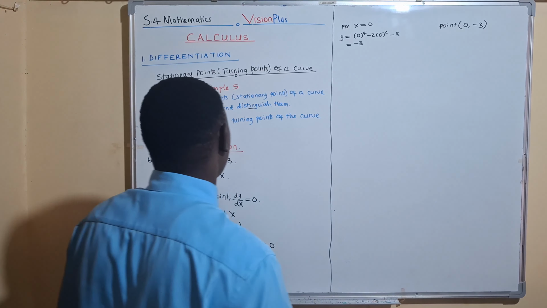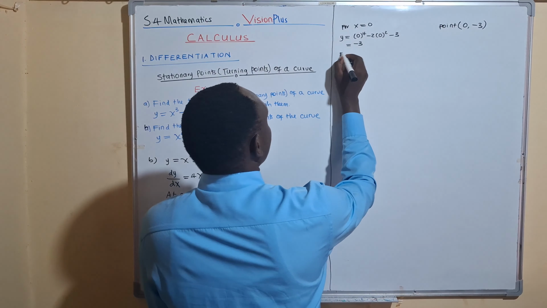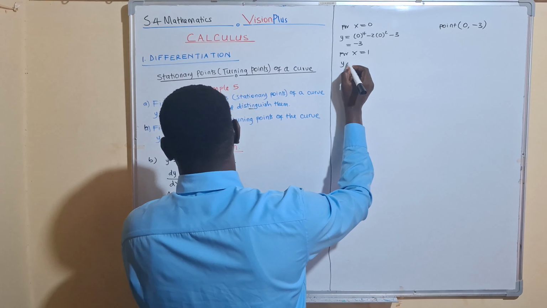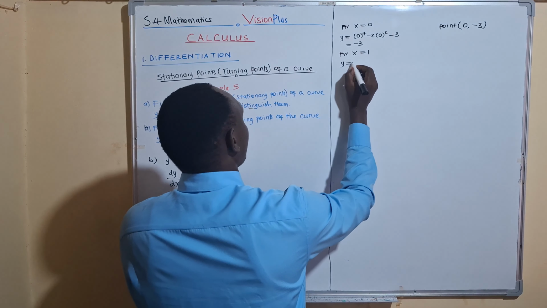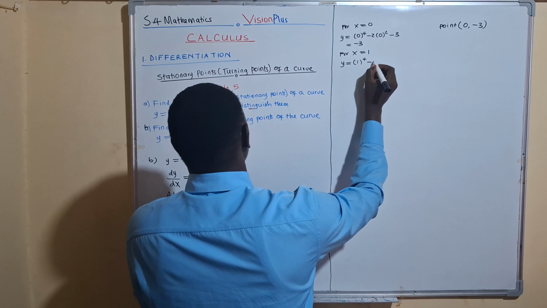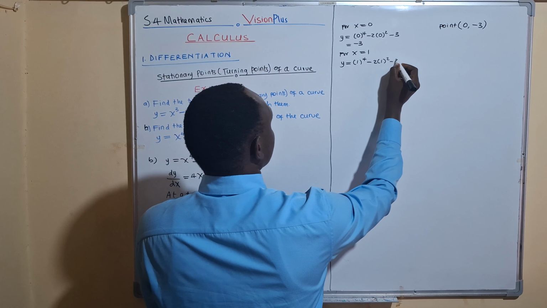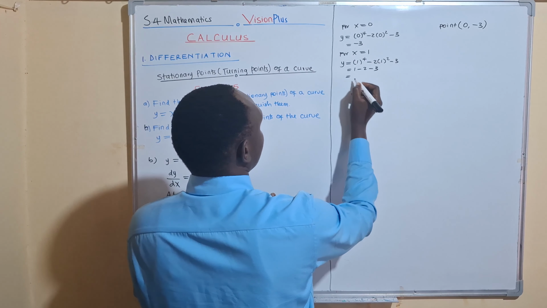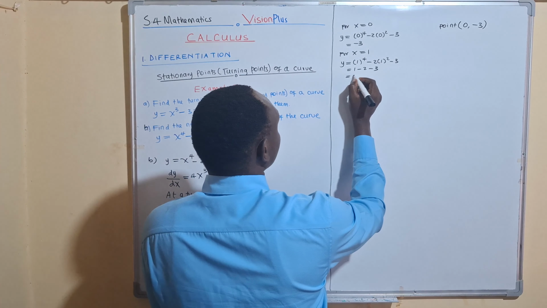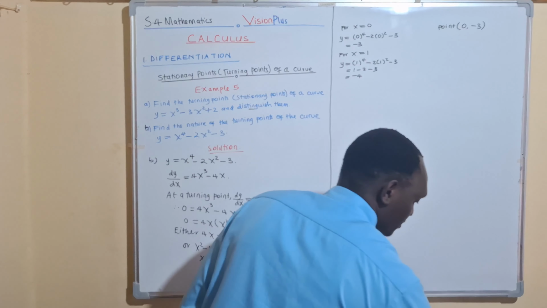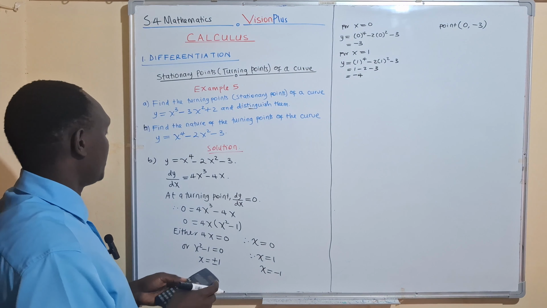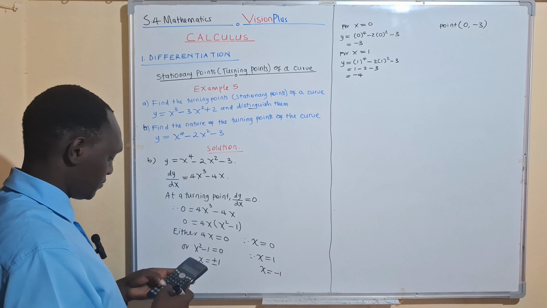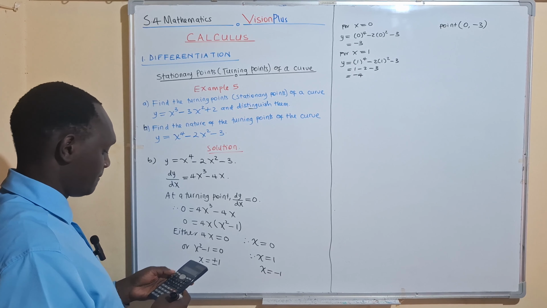That is a coordinate point. And then what if x is 1? For x equals 1, what is the corresponding value of y at that point, which we are saying is a turning point? So we shall have 1 power 4 minus 2 times 1 squared minus 3. This is the same as 1 minus 2 minus 3. This is the same as negative 4, right? Negative 4. But use a calculator so that you are sure. Have x power 4 minus 2x squared minus 3.